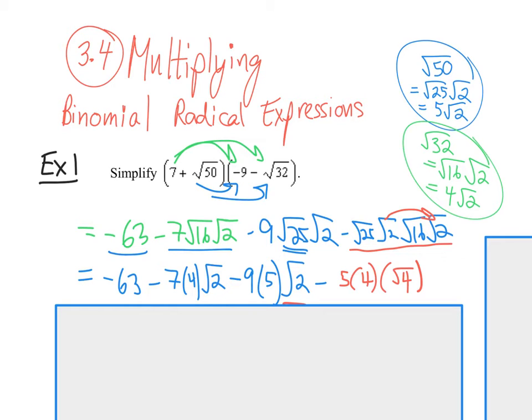Radical 16 becomes 4, which is going to get multiplied with the 7. Radical 25 becomes 5, which will multiply with the 9. And then radical 25 and radical 16 become 5 times 4. And radical 2 times radical 2 becomes radical 4.